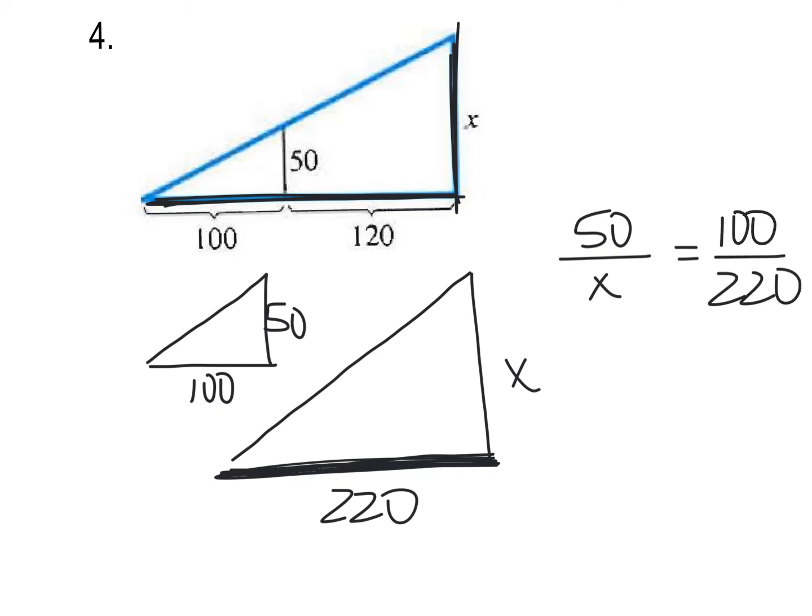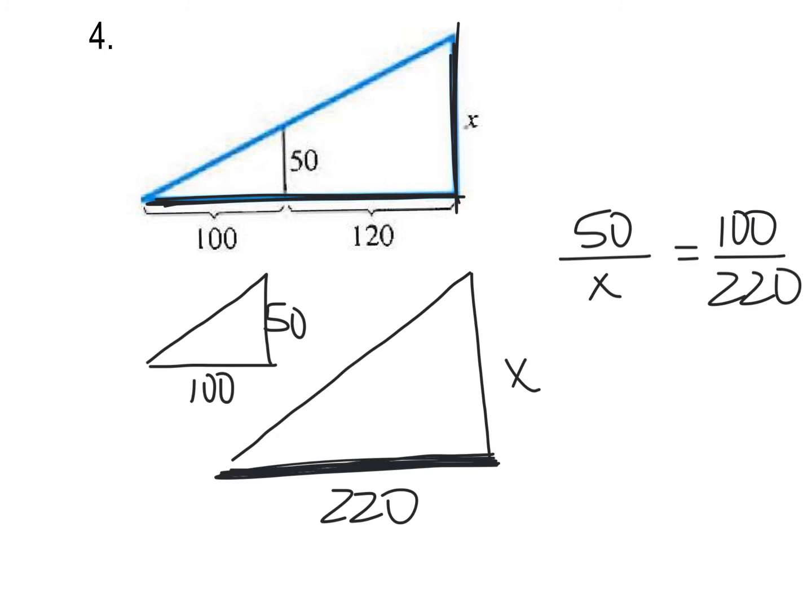Also, I could have set up my ratios differently. I could have done x over 50 and 220 over 100. I could have done that. It would have worked out. I could have done 50 and 100 and x and 220. There's a lot of different ways to set up the proportion, but at the end of the day, what you're going to do is cross multiply to solve.